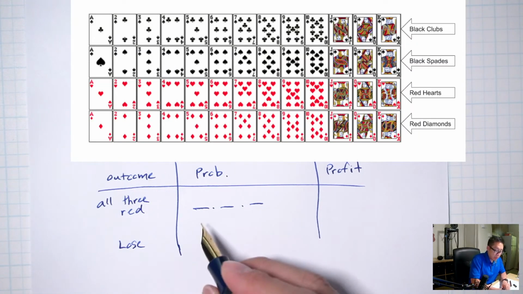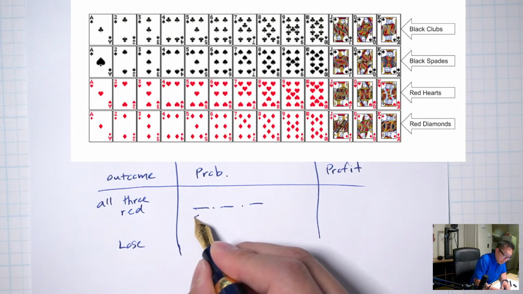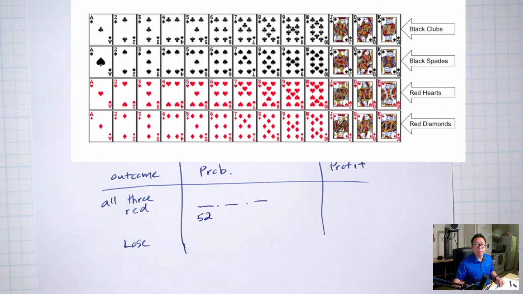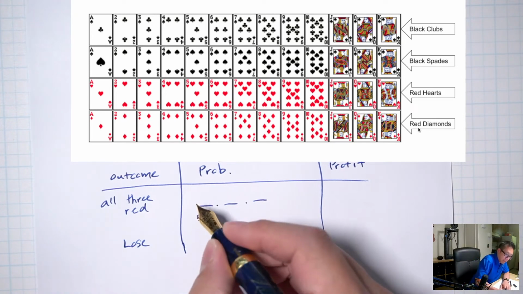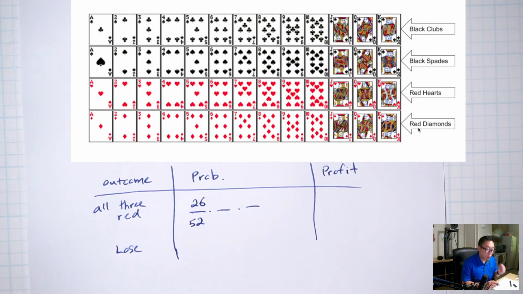For the first fraction, the bottom, how many cards total? 52. And then how many are red? Red would be the bottom 2 rows. Okay, each row has 13, so the bottom 2 rows together would be 26. Now, for cards, you do reduce.